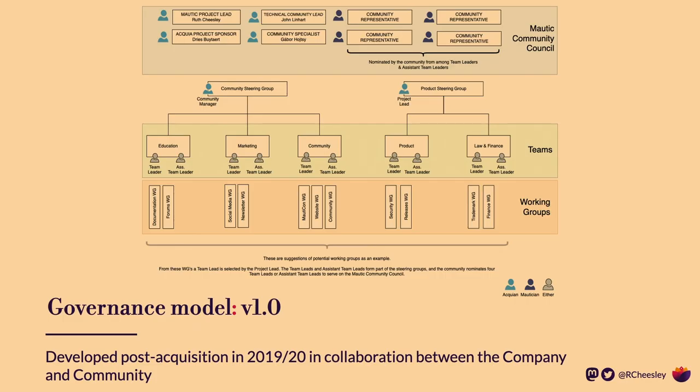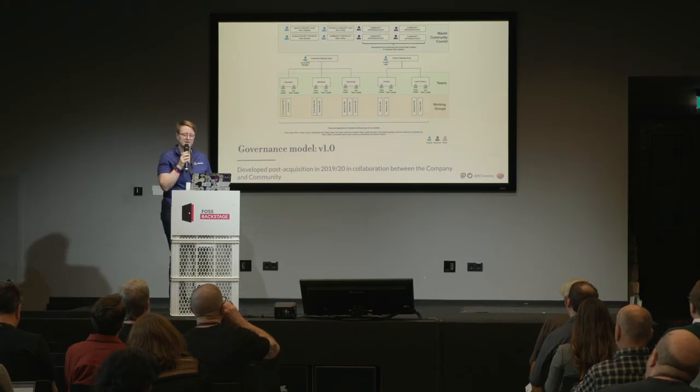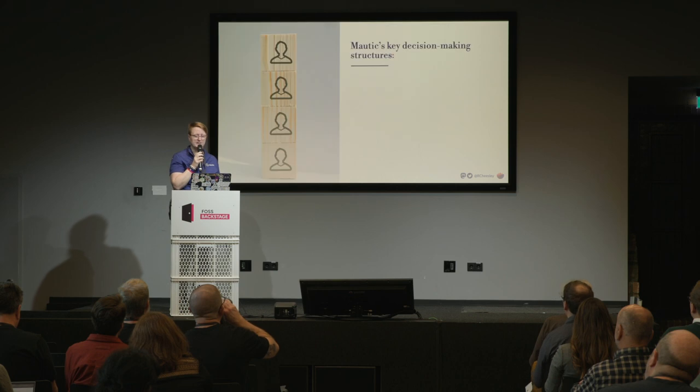And then here, these two, we actually didn't create these steering groups because it was an extra level of complexity we didn't really need, but we had the proviso there in case we needed it. And then the team leads could be anyone, but they were appointed by the project lead. So these team lead positions were appointed by the project lead. So this is what we came up with as our first governance model back in 2020.